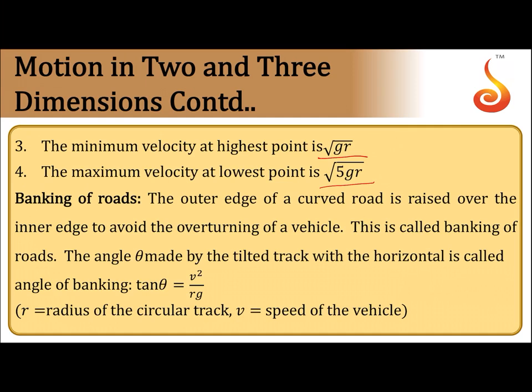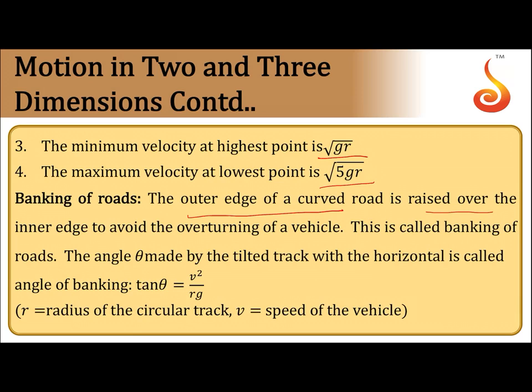The vehicles will be worn out. Vehicle tires will be worn out very easily. So too much dependence on friction for getting the necessary centripetal force to take the turn will not be advisable. So it is not feasible. That is why what we will do is construct the road itself such that the outer edge of the road is raised over the inner edge. So they are at different levels.